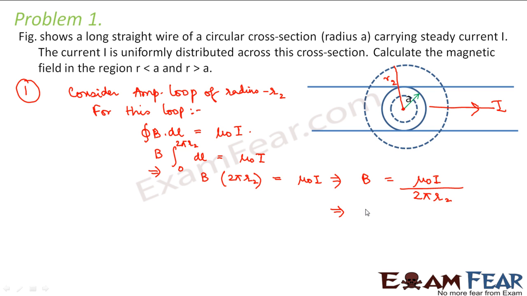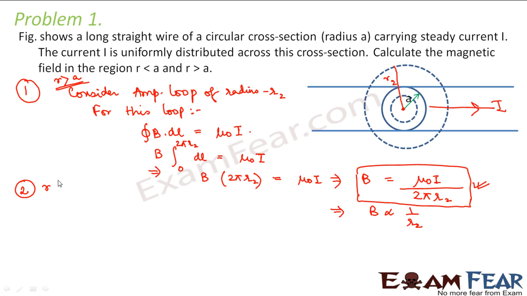So we can say that B is proportional to 1 by R2. This is your answer for R greater than A. Now let us consider the scenario for R less than A. For R less than A, let us consider an Amperian loop of radius R1. Let us suppose this is the loop of radius R1.